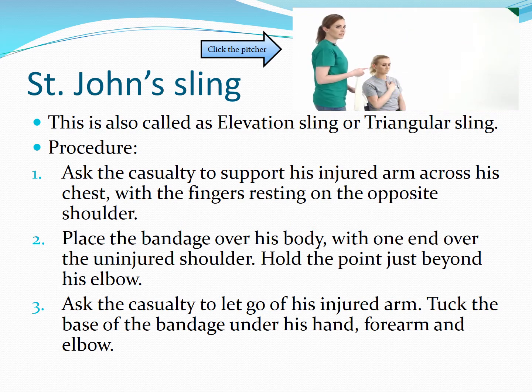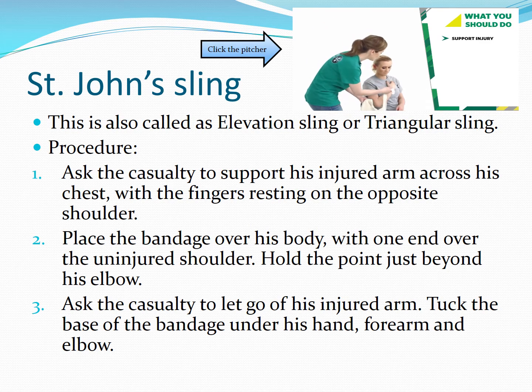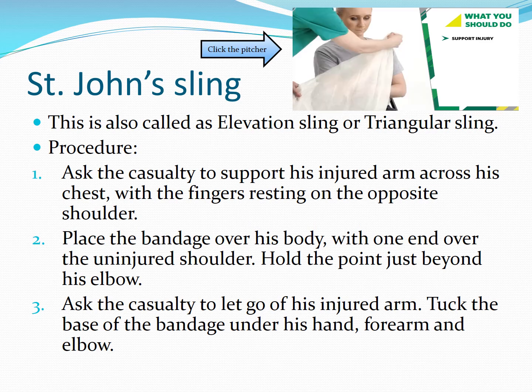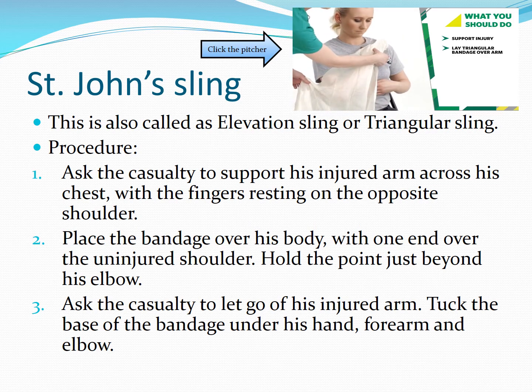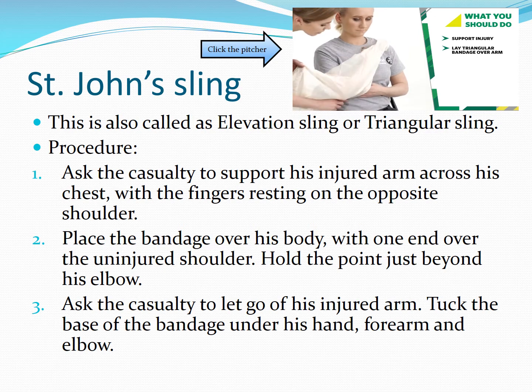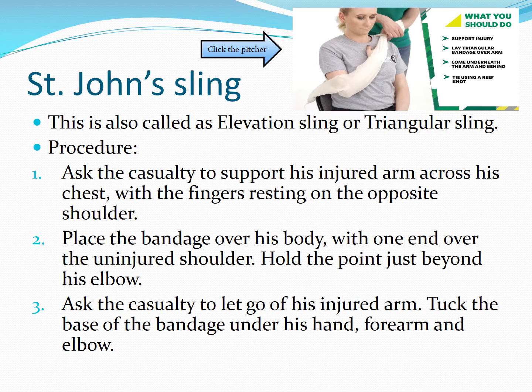To make an elevation sling, first ask the casualty to support their injured arm. You just support it there for me, and their fingertips should be touching the shoulder. Lay your triangular bandage over the injured arm. Just get the casualty to hold it in place. Come underneath the arm, around the back, and then tie using a reef knot.